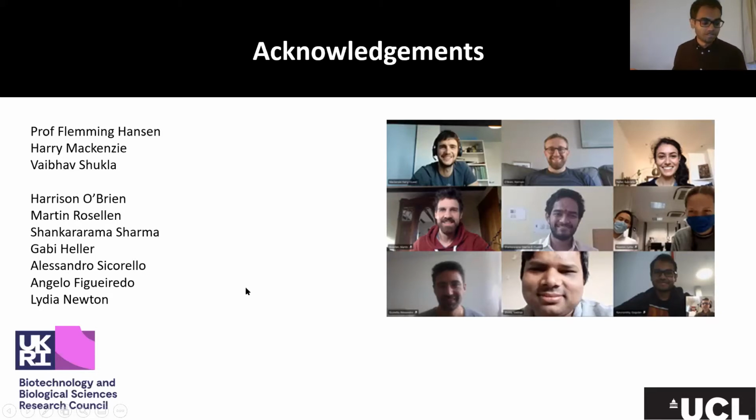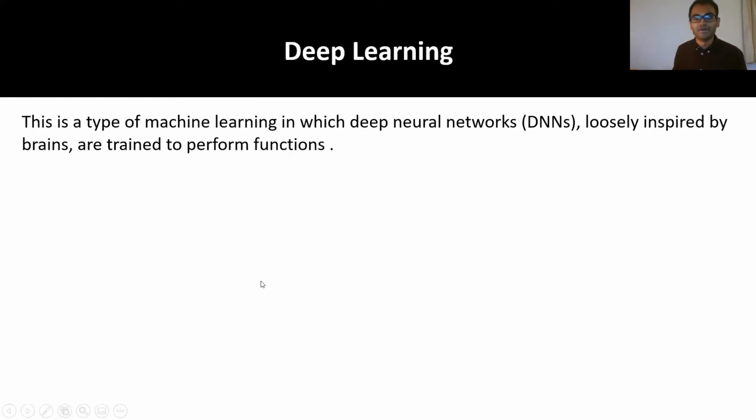Because this is a very quick talk, I'm going to give you a one-slide overview of some of the ideas of deep learning. It's a subset of machine learning, and it employs these things called deep neural networks, which are very loosely inspired by how animal brains function.